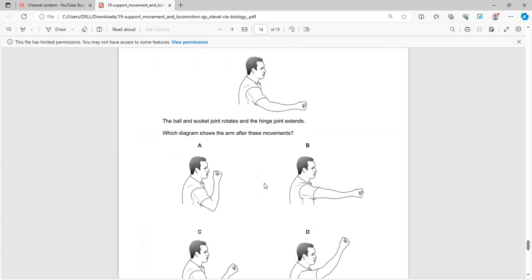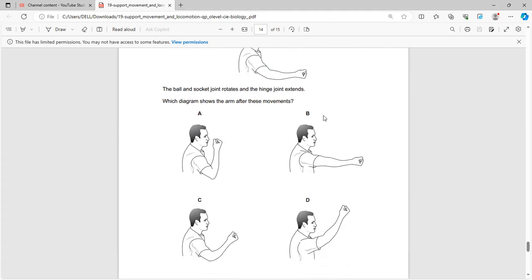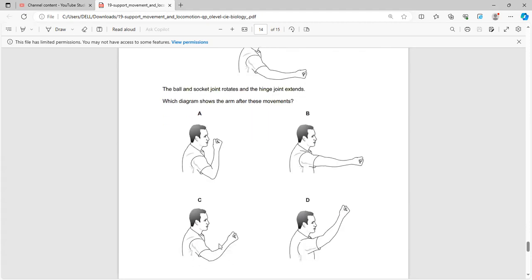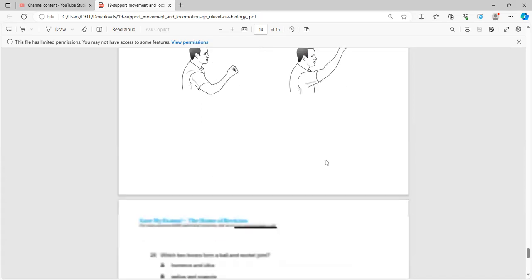In question 25, they say that the ball and socket joint rotates and the hinge joint extends. Now, B is the same position as depicted above, so this can be ruled out. In part A, they have clearly told us that the hinge joint would be extended. However, this shows flexion, and this also shows flexion. Now, if you talk about D, this is the only option in which you can see that the person is trying to straighten his arm more and is extending his arm. So D is the answer.